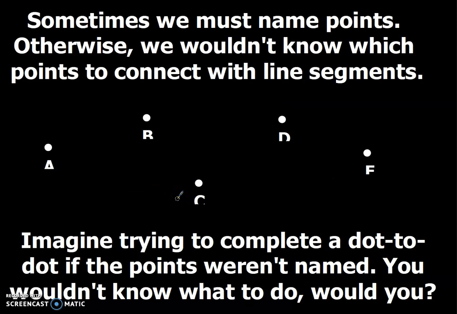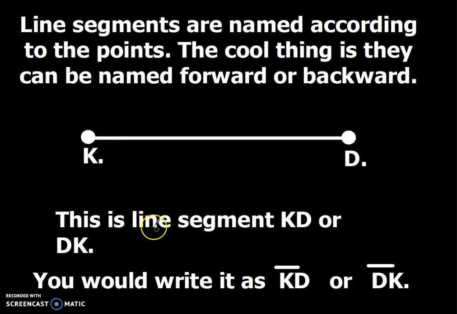Sometimes we must name points, otherwise we wouldn't know which points to connect with line segments. Imagine trying to complete a dot-to-dot if the points weren't named. You wouldn't know what to do, would you? You wouldn't know if you need to go A to C, A to B. So naming the line segments is important.